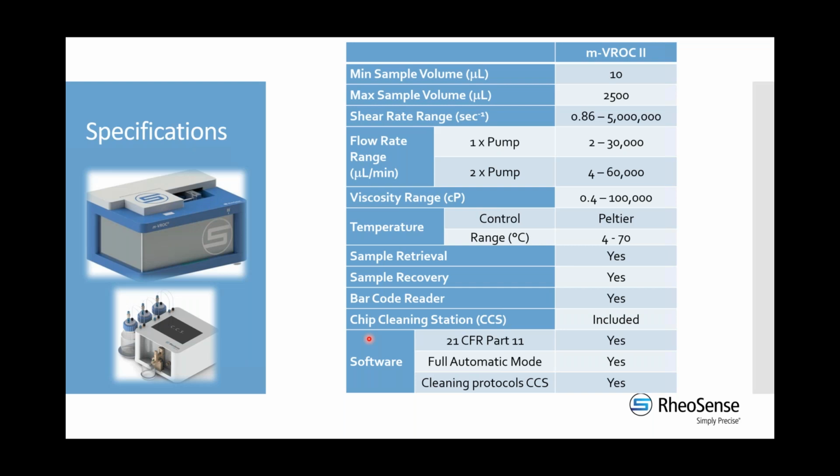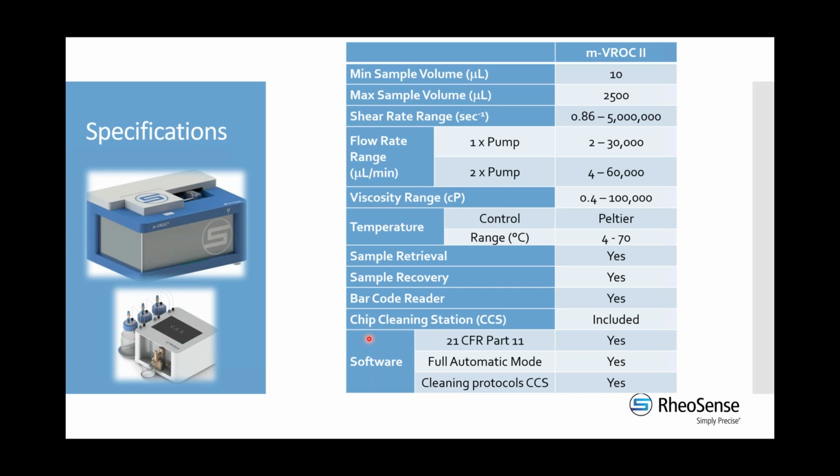Also, we offer a sample testing service, so you are welcome to send over your samples and then we will test them in-house. m-VROC 2 comes with 2 syringe configurations, 100 microliter and 2.5 milliliter. 100 microliter is typically used for low sample volume measurements. However, 2.5 is used for high shear rate measurements where more sample volume is required. On m-VROC 2, the maximum accessible shear rate has been increased to 5 million inverse seconds with the 2x pump configuration. With 1x pump, the maximum shear rate is about 2 million inverse seconds. The viscosity range that m-VROC 2 can cover is from about 0.4 centipoise up to 100,000 centipoise. However, we are confident that we can measure the viscosity even up to 200,000 centipoise.